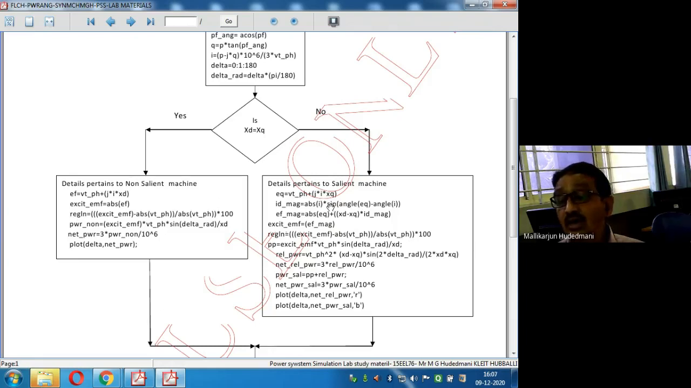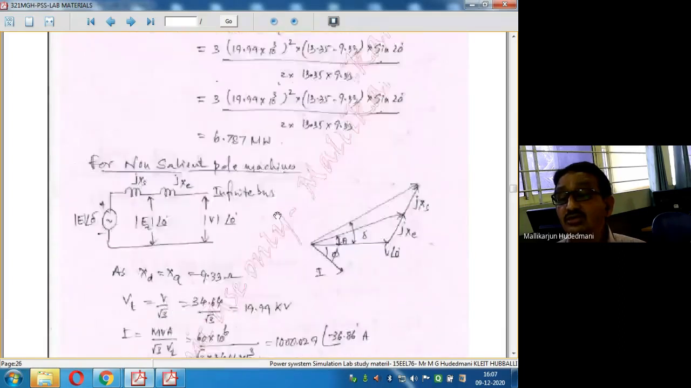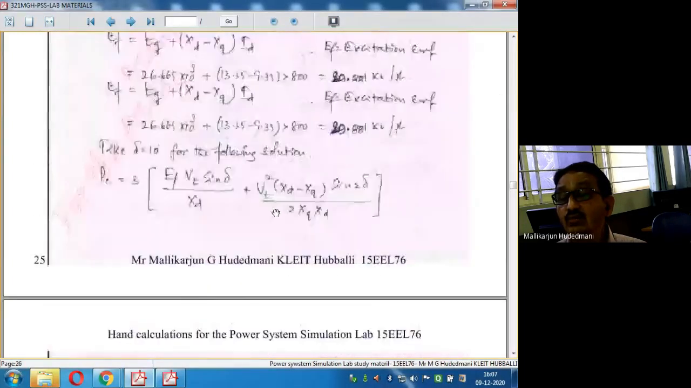Then look into the RHS side. When XD and XQ are not the same, when I say no, it is pertaining to the salient pole machine. When it is a salient pole machine, I have to check back my calculation, how I did it in the salient pole machine structure. I go back to the hand calculation again.